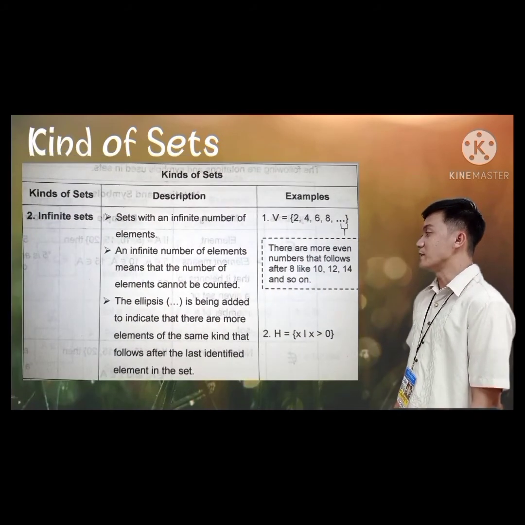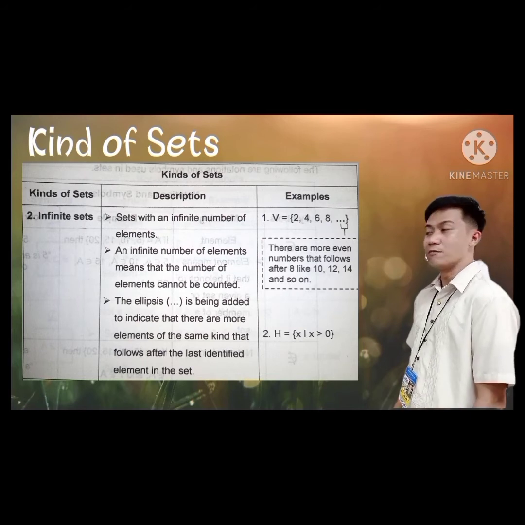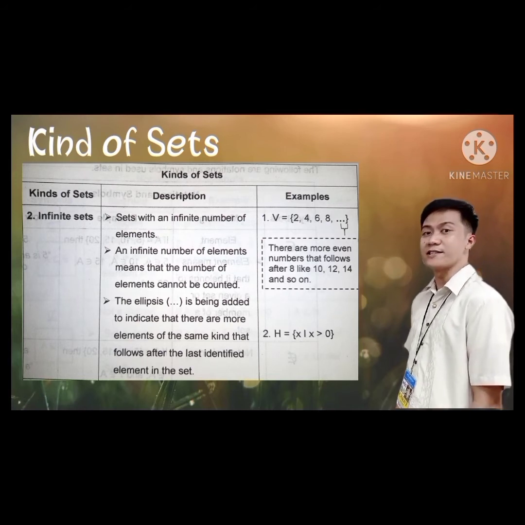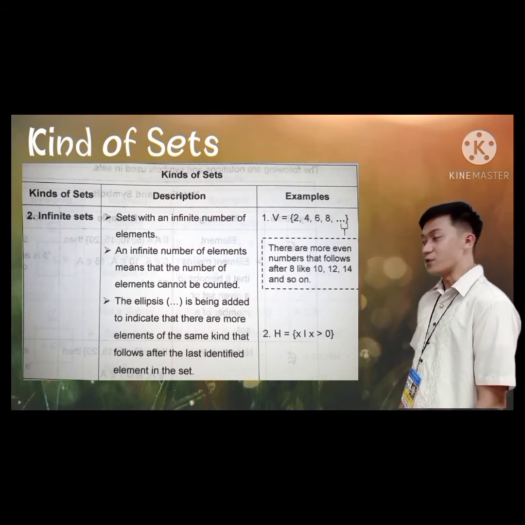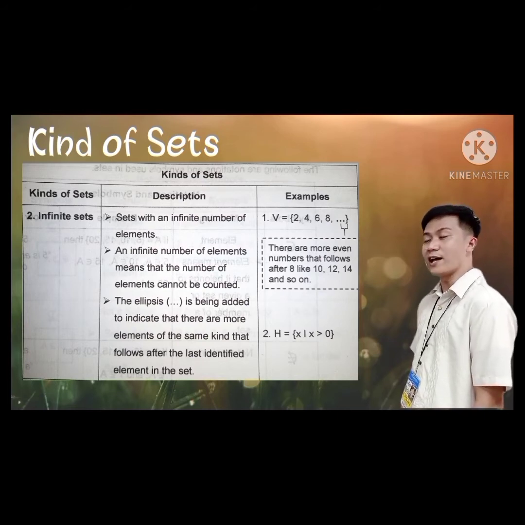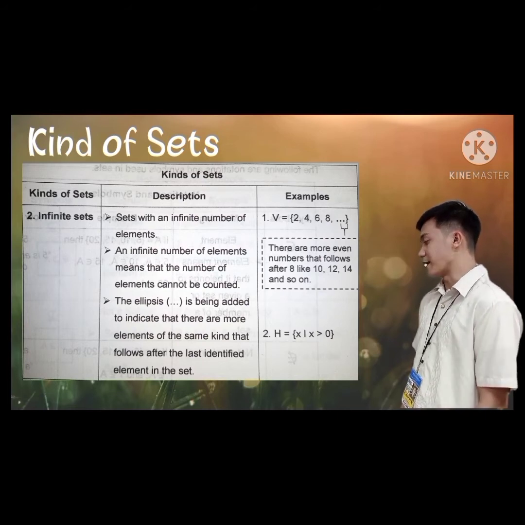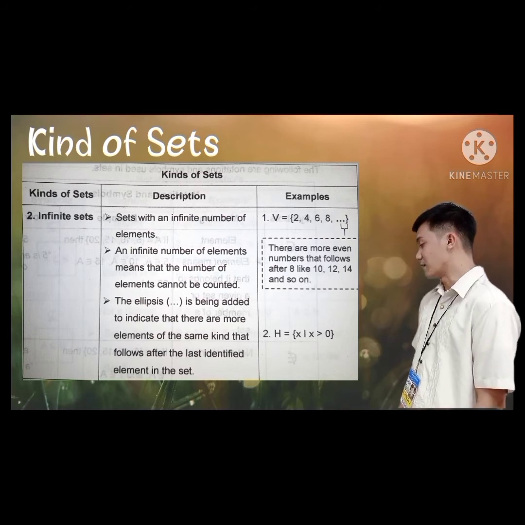Okay, the second kind of sets is the infinite sets. These are sets with an infinite number of elements. An infinite number of elements means that the number of elements cannot be counted. So the ellipsis or the 3 dots is added to indicate that there are more elements of the same kind that follow after the identified elements in the set.